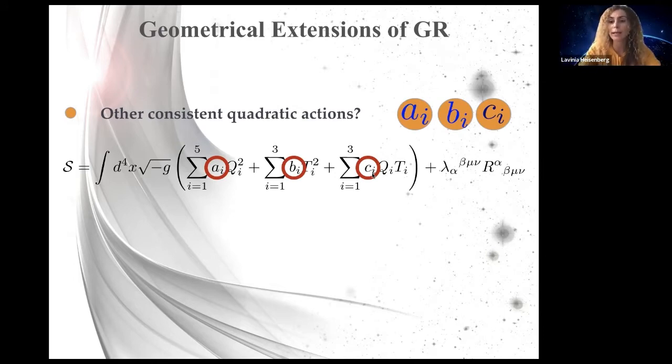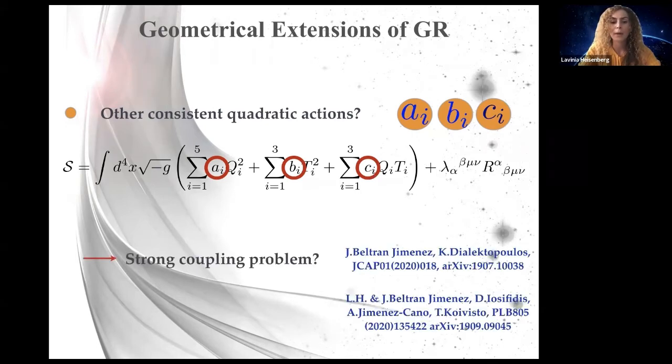So you can do that and you then have additional degrees of freedom, but there are usually strong coupling problems in these geometrical extensions, in that some of the degrees of freedom lose their kinetic term on top of relevant backgrounds like Minkowski or de Sitter or FRW type of backgrounds. So in principle you can do it, but phenomenologically you seem to run into strong coupling problems.